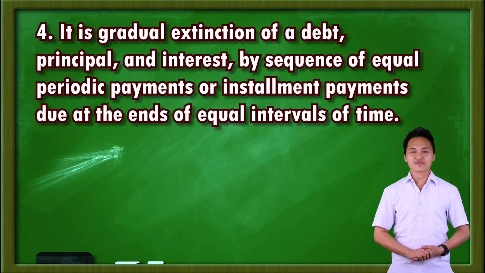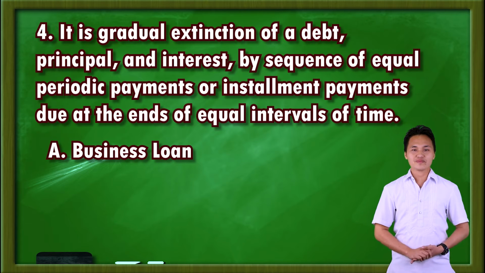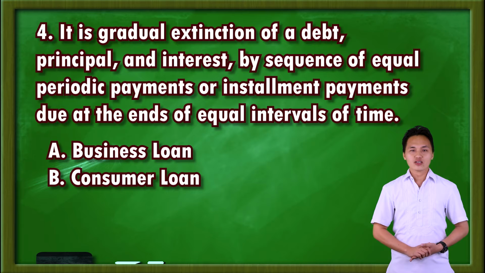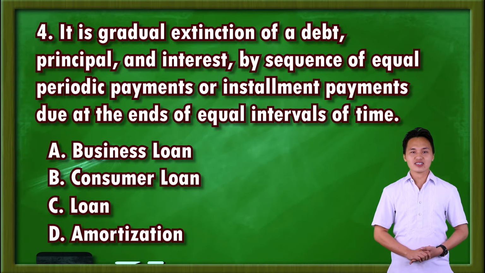Number 4. It is a gradual extinction of a debt, principal and interest by a sequence of equal periodic payments or installment payments due at the end of equal intervals of time. Letter A, business loan. Letter B, consumer loan. Letter C, loan. And letter D, amortization. The correct answer is letter D, amortization.